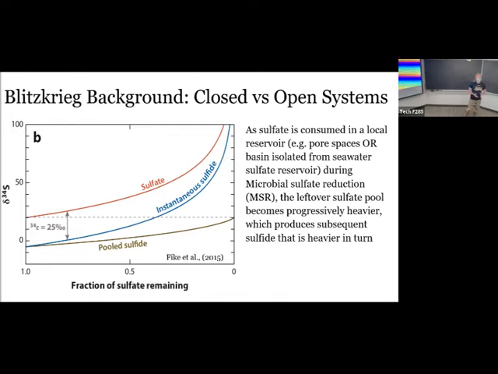During this process, a large degree of fractionation can take place, up to 70 per mil in ideal settings in an open system, when they are in direct contact with the marine reservoir, which is effectively a sulfate buffet.